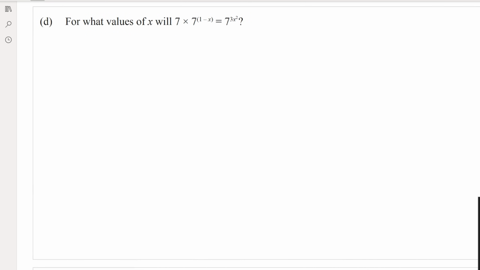In D, the question is for what values of x will this equation work out? So this is very similar to the question I talked about earlier, but the only difference is you've got to write everything to the same base, so the bases all remain the same. What I mean by that is 7 can be written as 7 to the power of 1, multiplied by 7 to the power of 1 minus x, equals 7 to the power of 3x squared. Now remember this, when you have a^m times a^n, you write this as a to the power of m plus n. And so that's what we're going to do here.